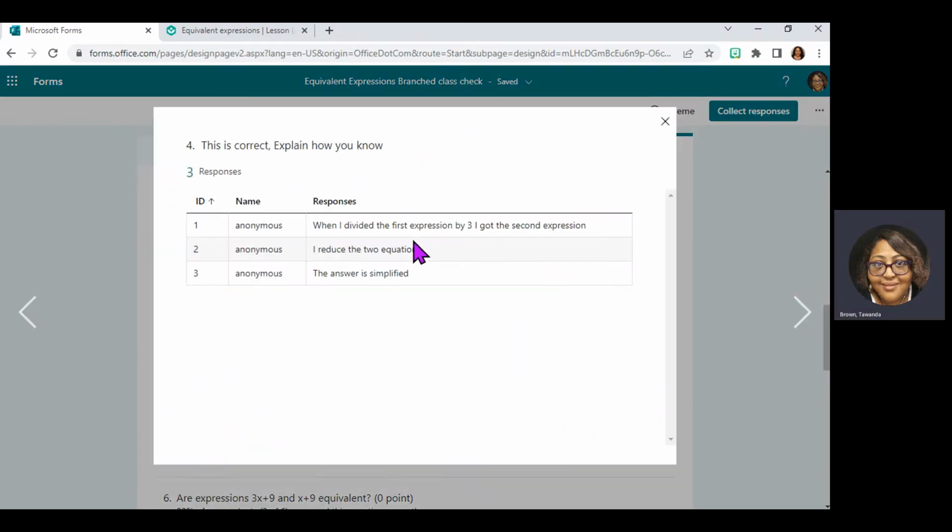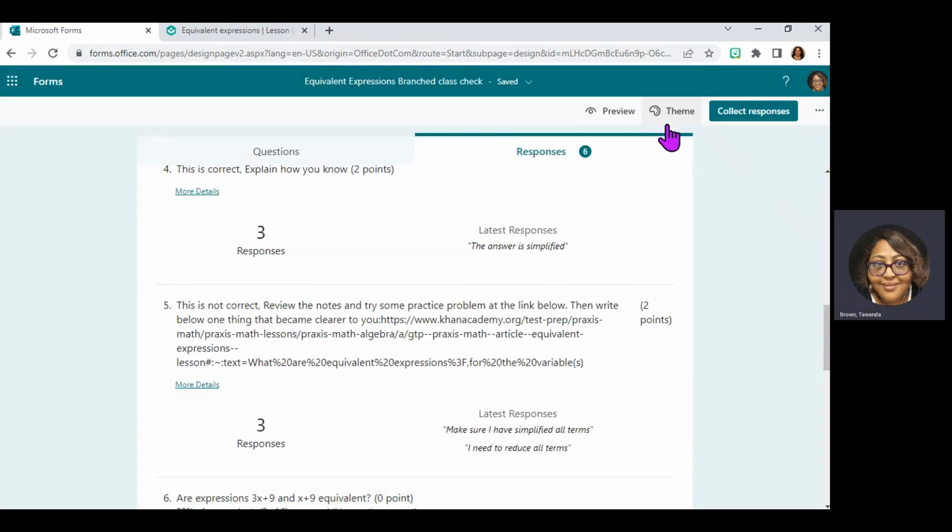And how you know. So here I can see what they wrote as it comes in. And I might want to go over to a student and address it. You can also export to Excel.